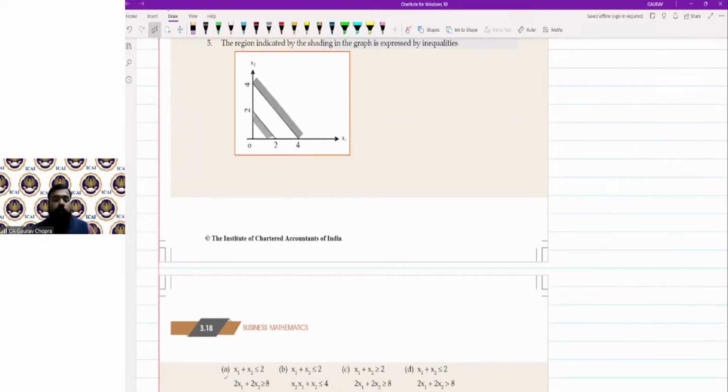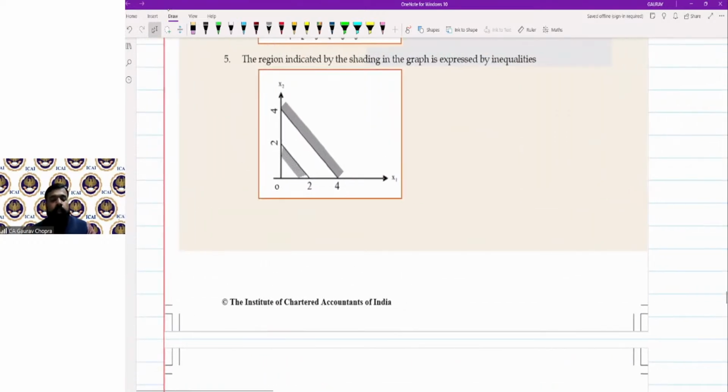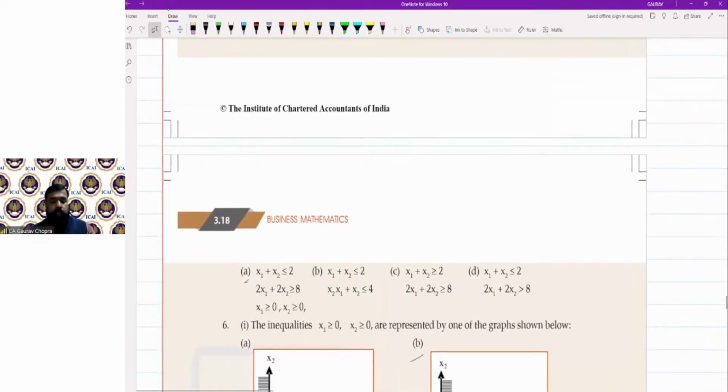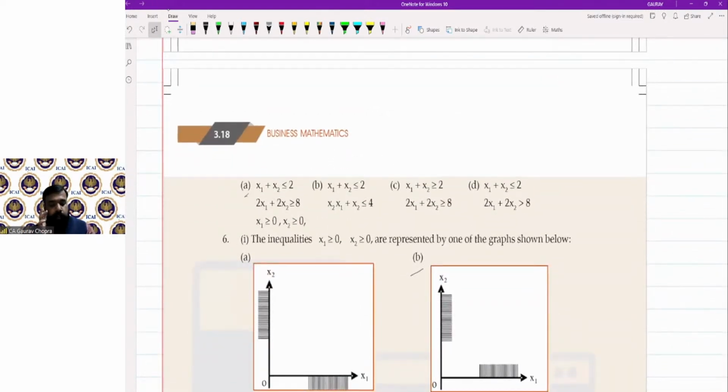Now comes the fifth one. Now the two areas, one is inside, other is outside. These two areas are marked. Now which option will be correct? So it simply means that one area will be towards origin, other will be away from origin. So very much easy. Option number A will be correct.